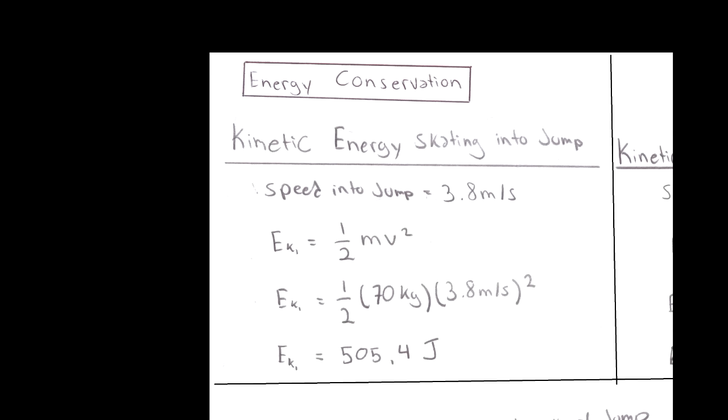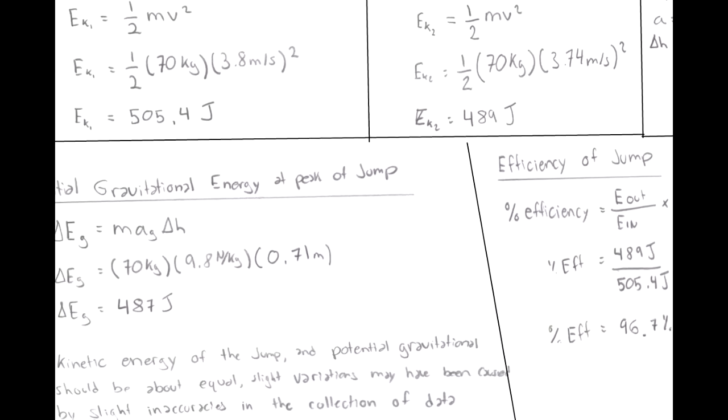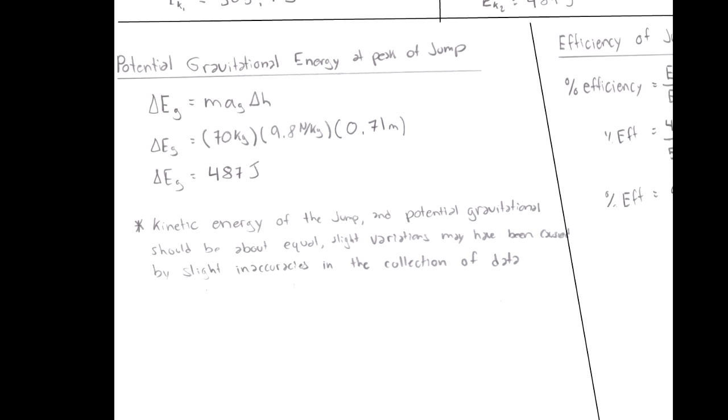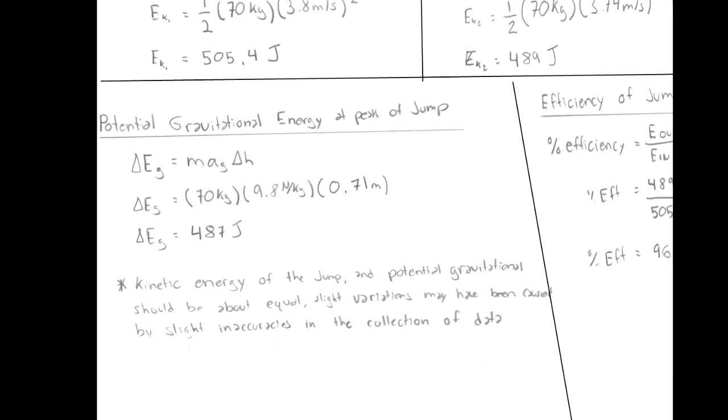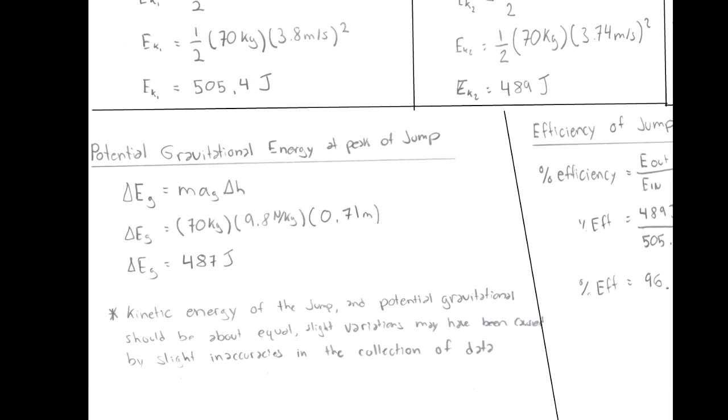Now for finding the kinetic energy in the jump, I used the previously found velocity, which was 3.74 meters per second, and subbed into the same equation. And then we end up with 489 joules. I then calculated the potential gravitational energy at the peak of the jump using the potential gravitational energy equation. And I end up with 487 joules.